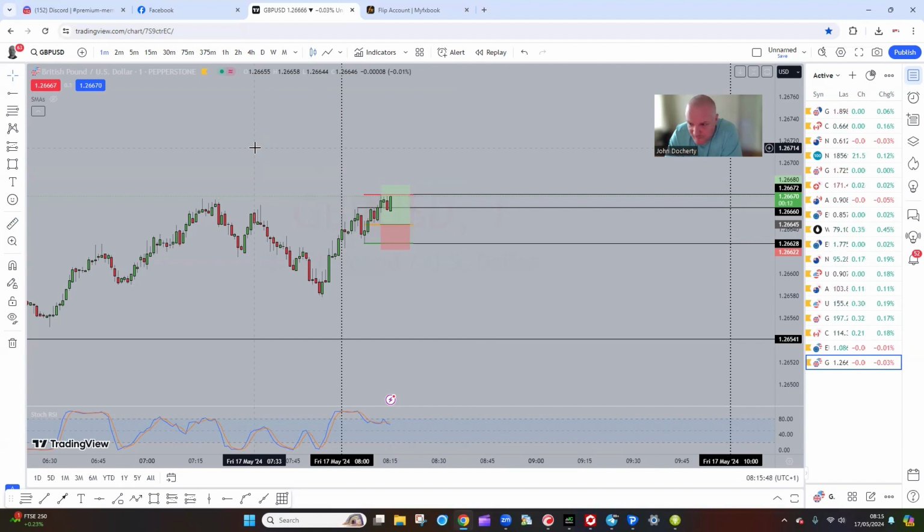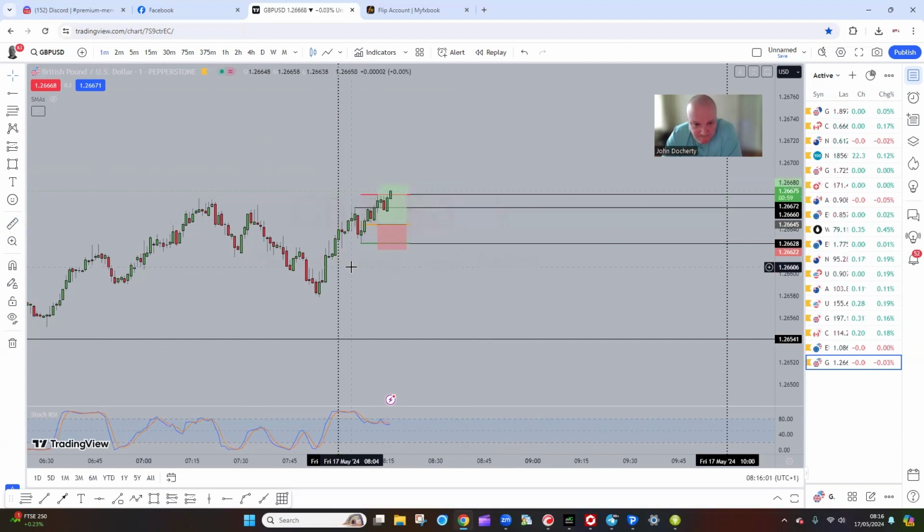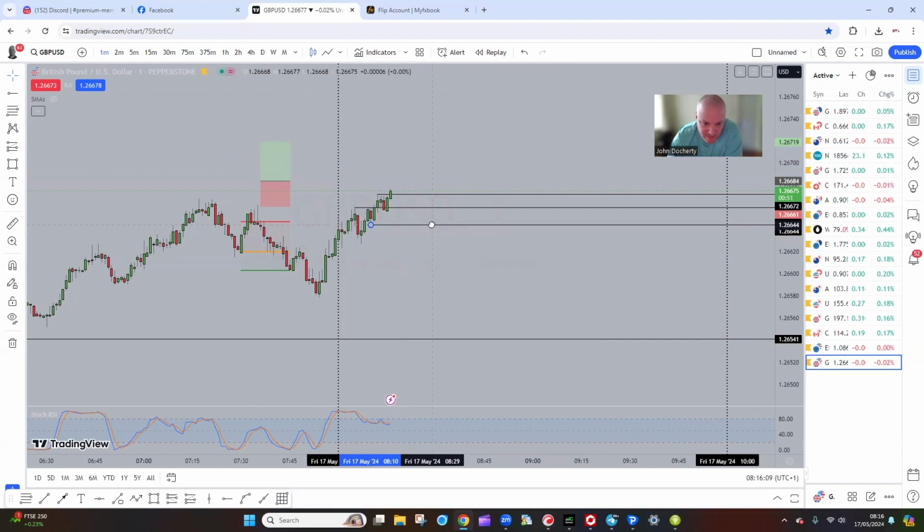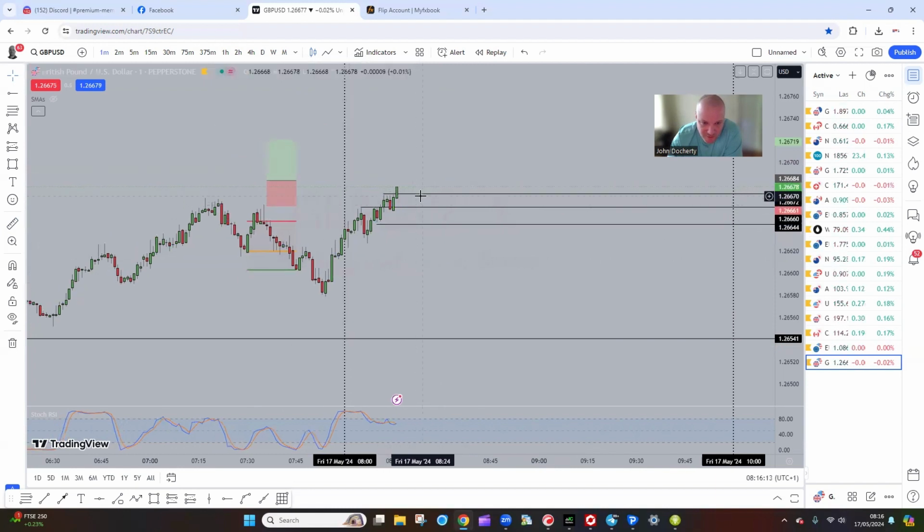12 seconds. Looks like the structure might be taken. We do have a low here, so we might have to reset what we're doing here. Right, yeah, so we're going to reset what we're doing. Take this from here. I'm going to do this from here. Okay. Got a new structure high forming.